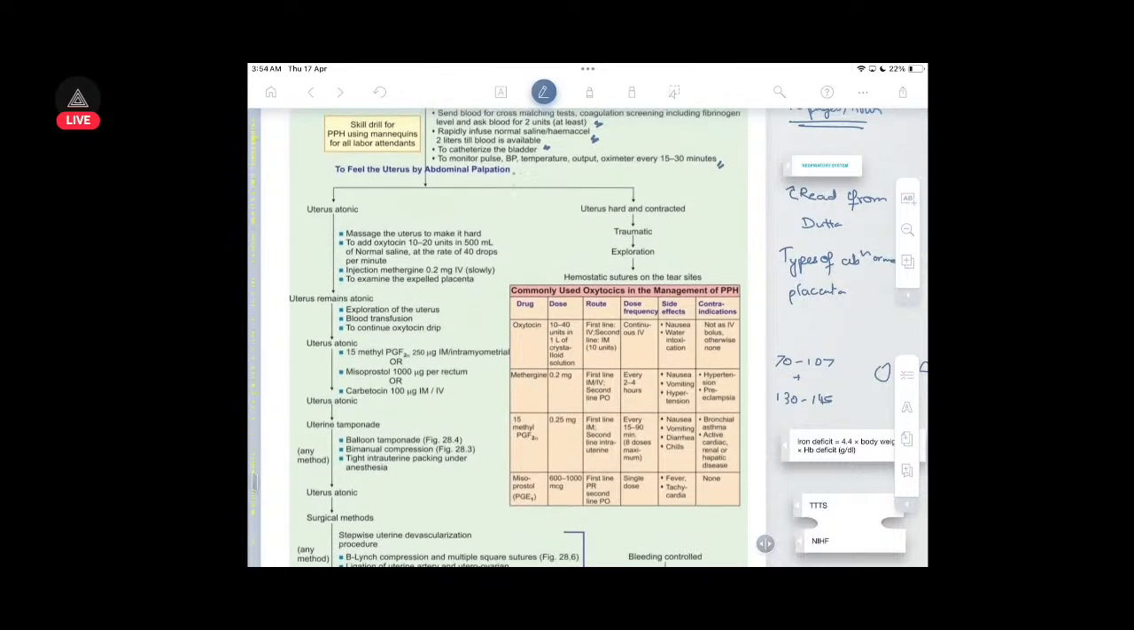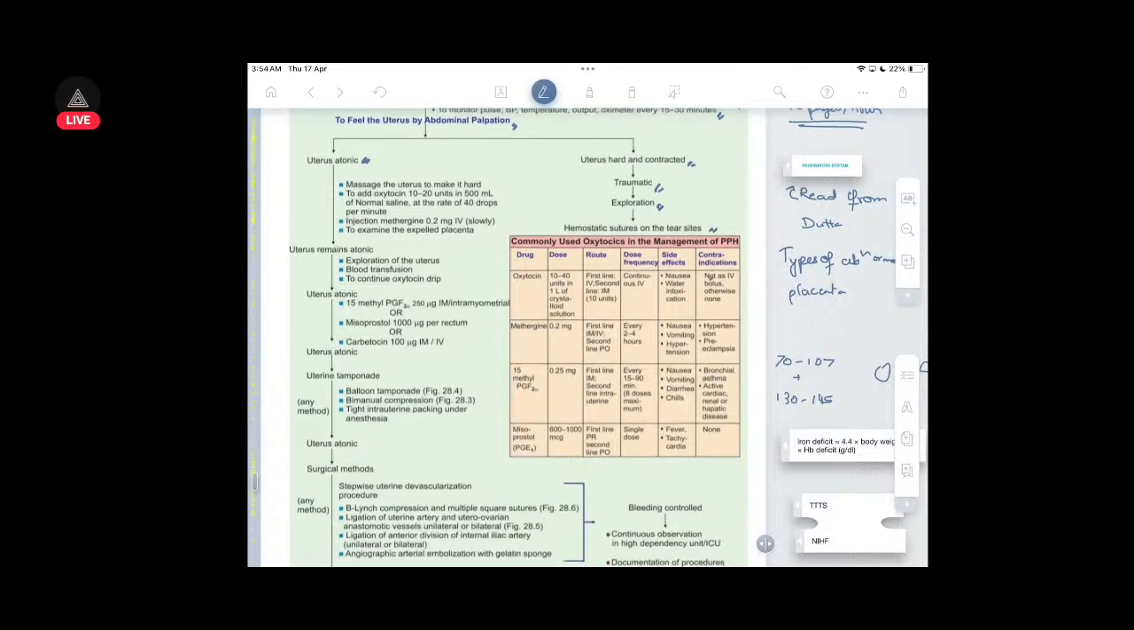So feel the uterus by abdominal palpation. If it is hard and contracted, it's traumatic. If it's atonic, then you have to do other things. But if hard and contracted, traumatic, you do exploration and put hemostatic sutures on the tear sites.